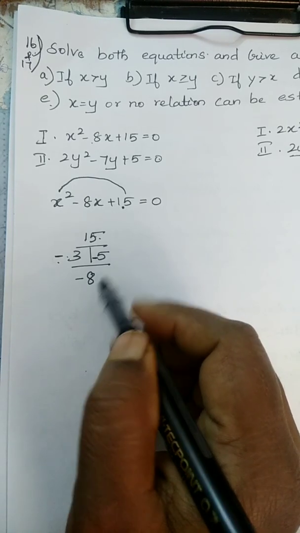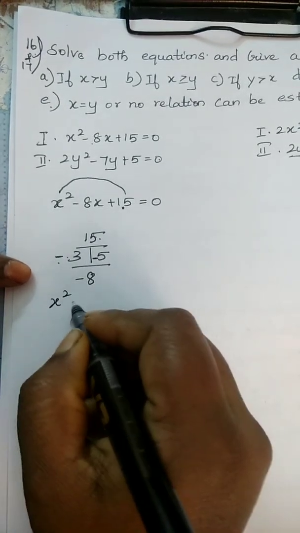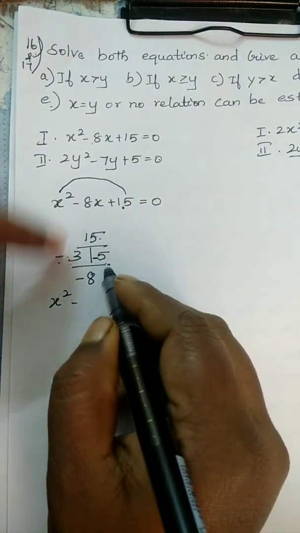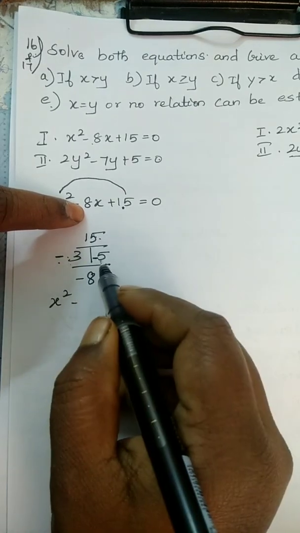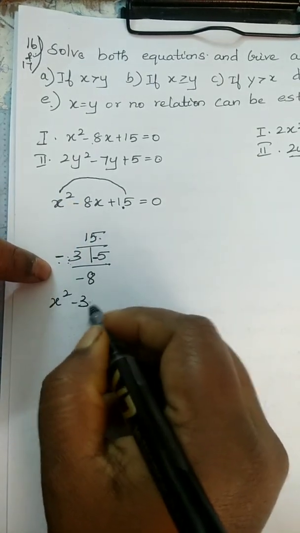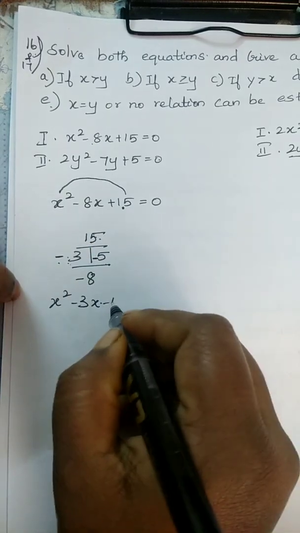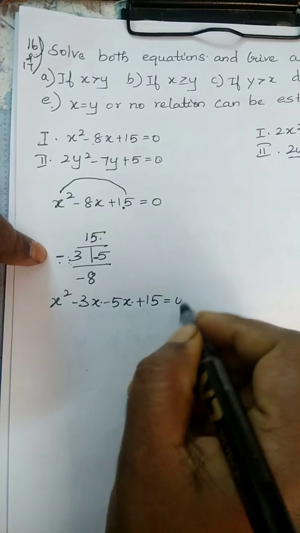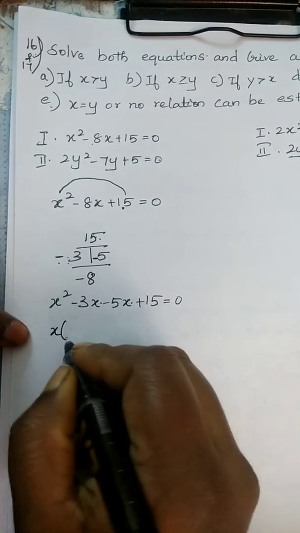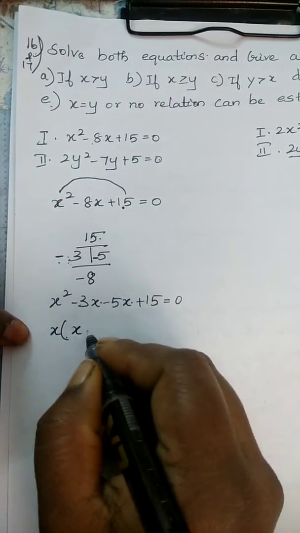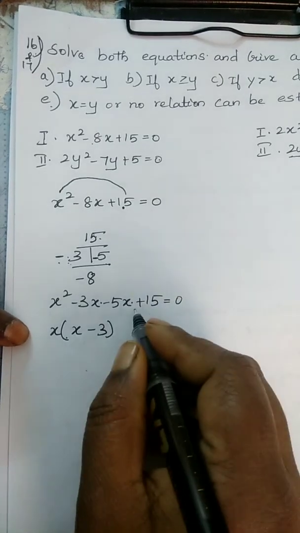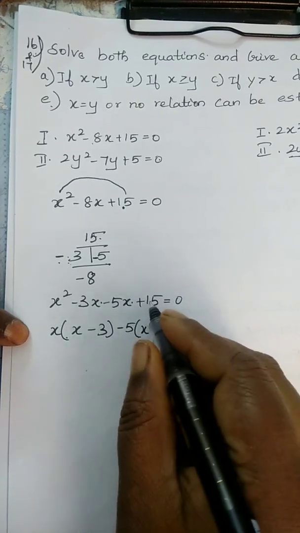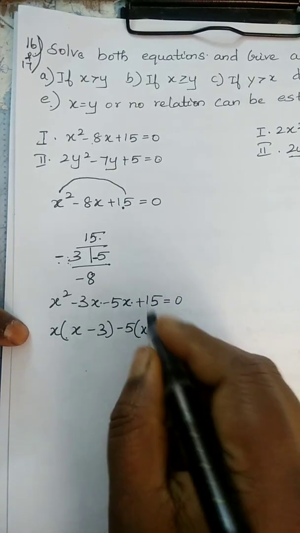Okay. Now we split it into two numbers. Minus 8x can be split into two numbers. So minus 3x first and then minus 5x, again plus 15. Now take x as common: x minus 3 here, minus 5 as common. So x minus 3. Minus 5 into minus 3 plus 15.